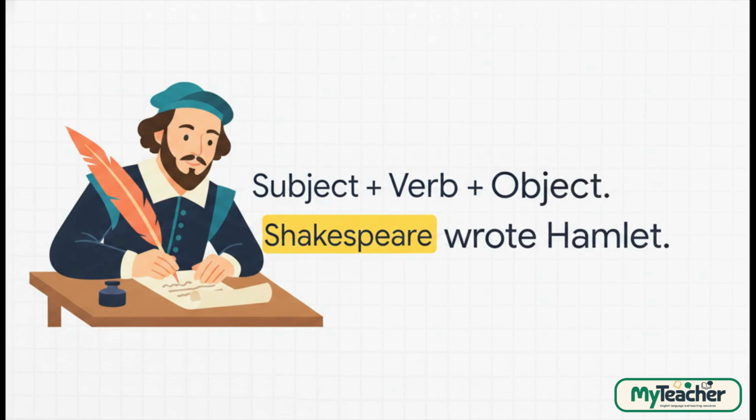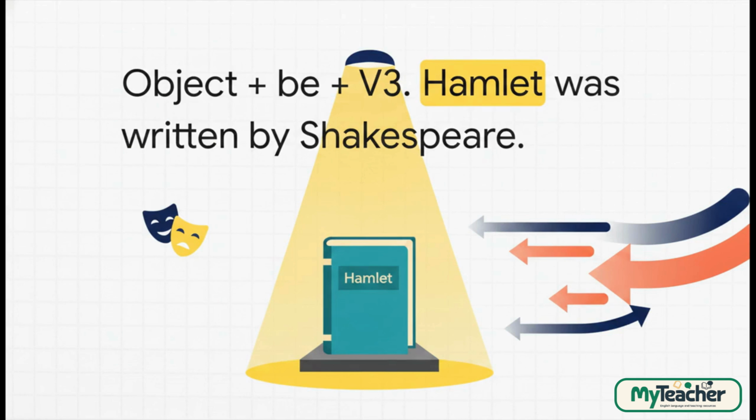Okay, so in a normal sentence, the person who does the action comes first, right? We call this the active voice. Take a look at this. Shakespeare wrote Hamlet. First, we have the doer, Shakespeare, then the verb, wrote, and finally the object, Hamlet. Simple enough. But watch how this transforms.